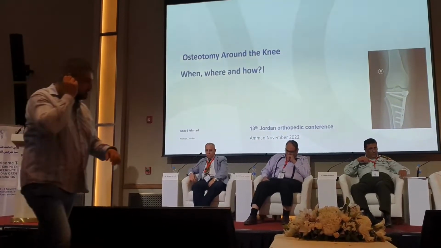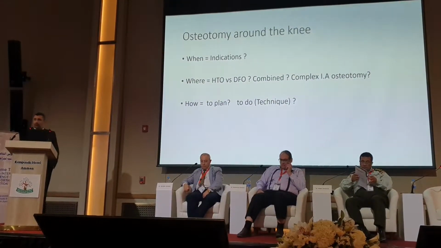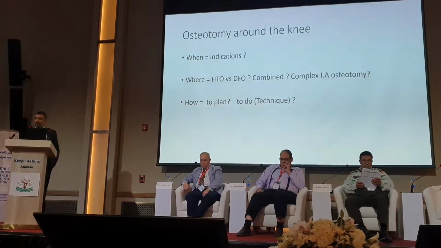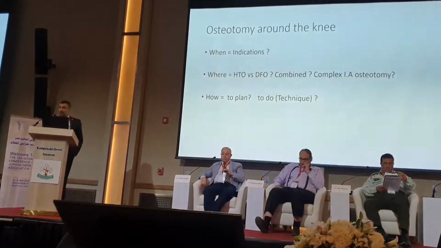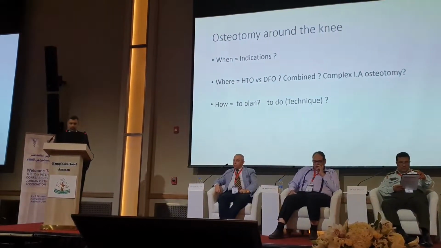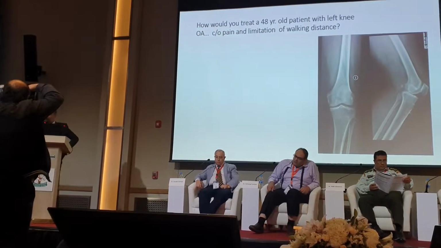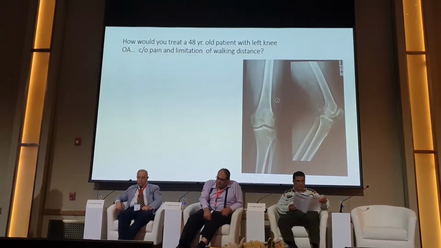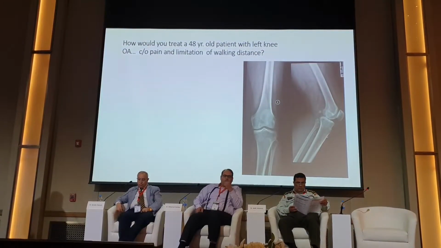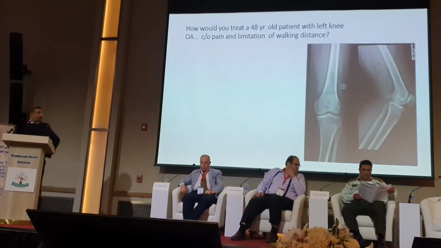When, where, and how. When, in terms of indication; where to do it: high tibial, distal femoral, intra-articular; and how to plan and how to do it. Before starting, if you have a patient who's 48 years old and who has knee osteoarthritis and pain and is not responding well to conservative treatment, what would you do?